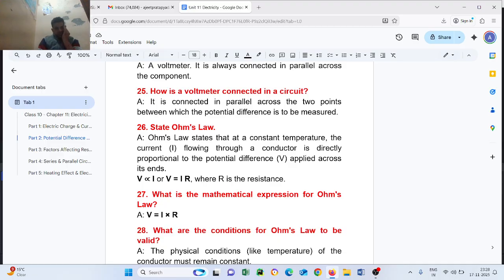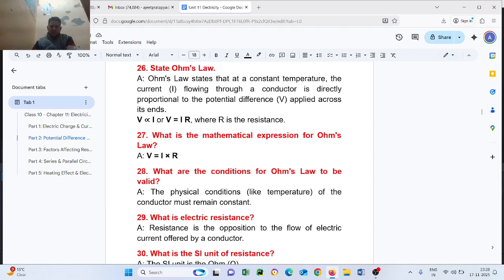Ohm's law states that at a constant temperature, the current I flowing through a conductor is directly proportional to the potential difference V applied across its ends. V is proportional to I, V equals I into R, where R is the resistance.